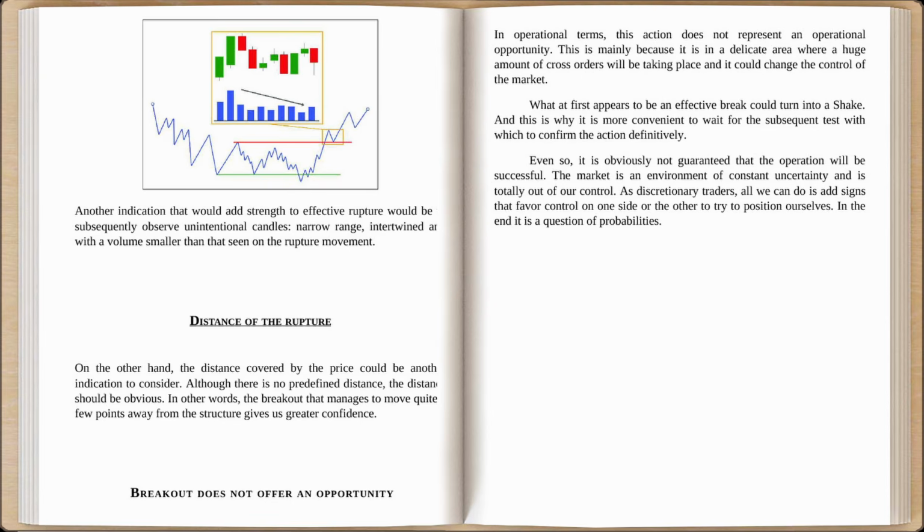Even so, it is obviously not guaranteed that the operation will be successful. The market is an environment of constant uncertainty and is totally out of our control. As discretionary traders, all we can do is add signs that favor control on one side or the other to try to position ourselves. In the end, it is a question of probabilities.